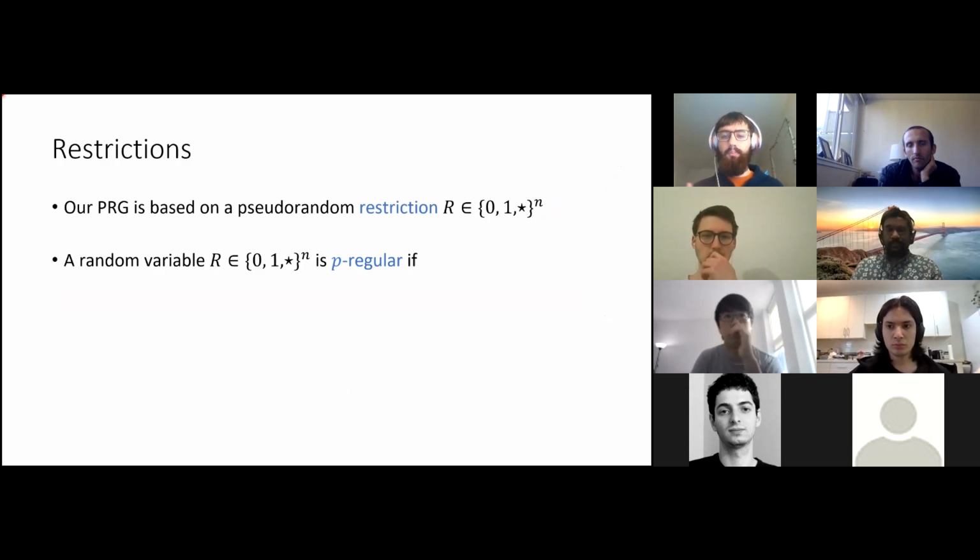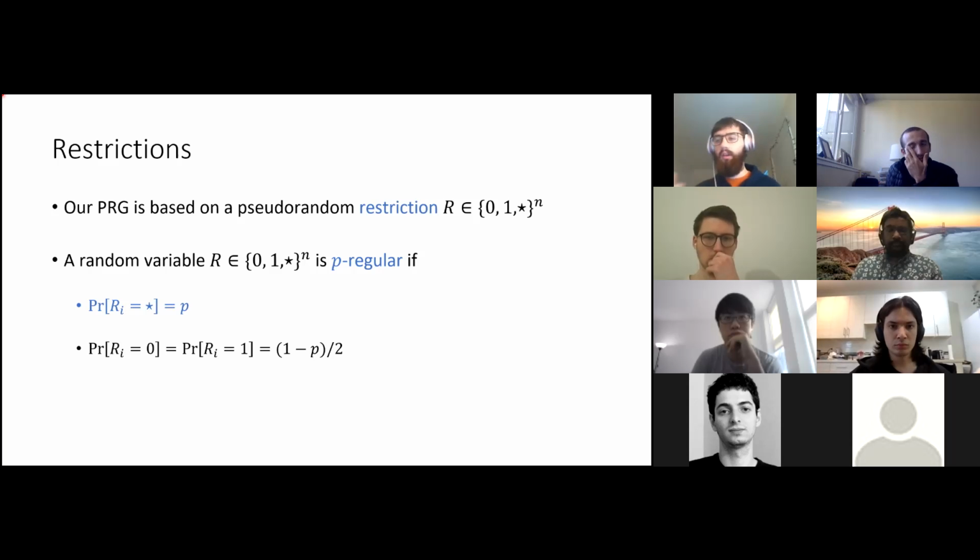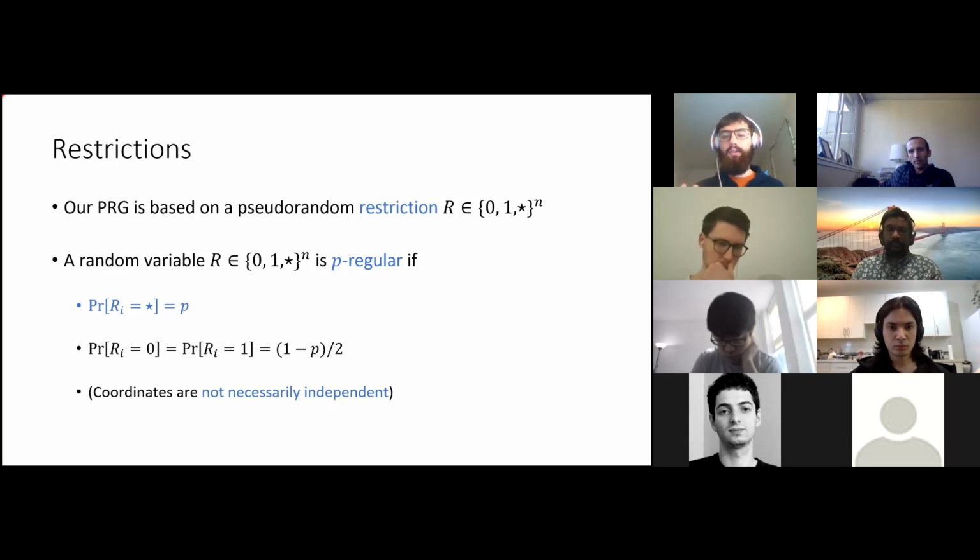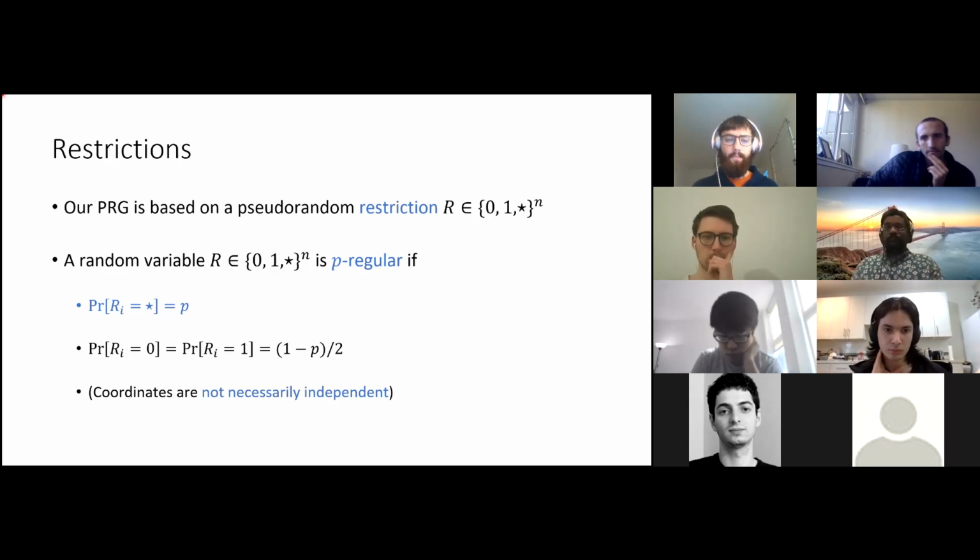And we're going to consider p-regular restrictions. This value p is the star probability. Each coordinate is star with probability p, and otherwise it's 0 or 1 with equal probability. The coordinates here are not necessarily independent, so we're not talking about truly random restrictions. We're going to be considering somewhat pseudorandom restrictions, but the star probability will be p. That's the important thing. We're just talking about the marginal distribution.